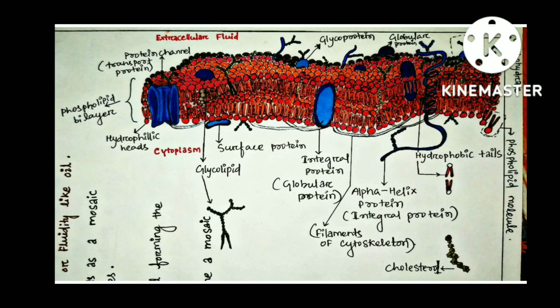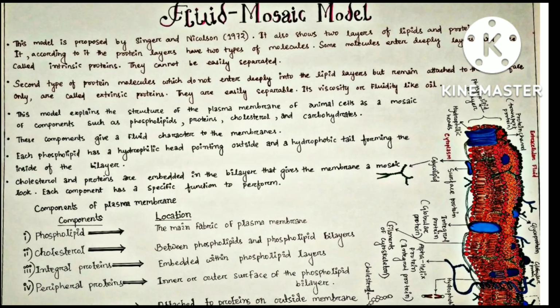Hello friends, today's chapter is the fluid mosaic model. There are various models of the plasma membrane. Today we are going to discuss the fluid mosaic model, one of the models of the plasma membrane. This model was proposed by Singer and Nicolson in 1972.